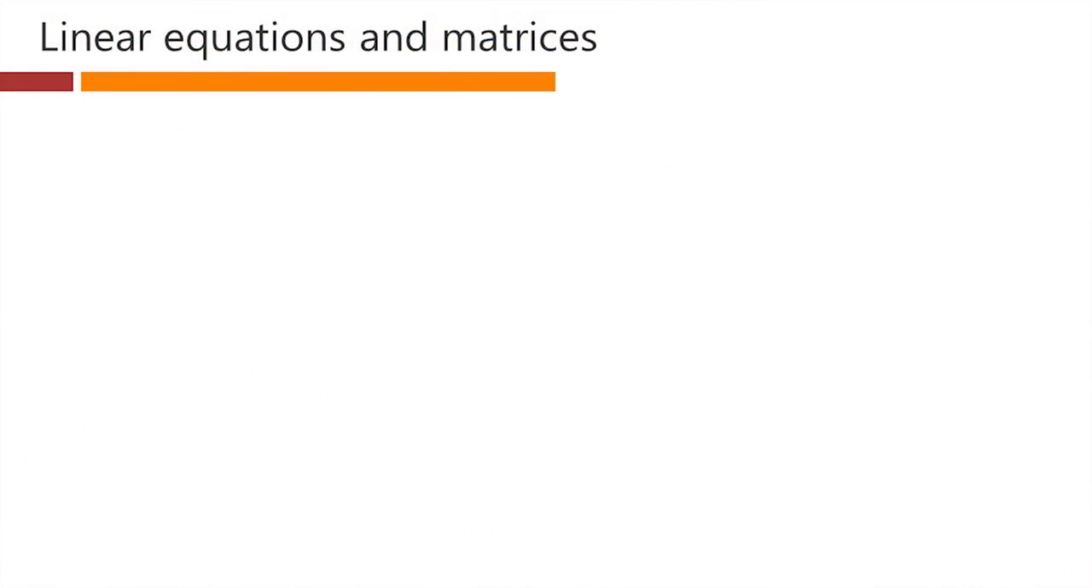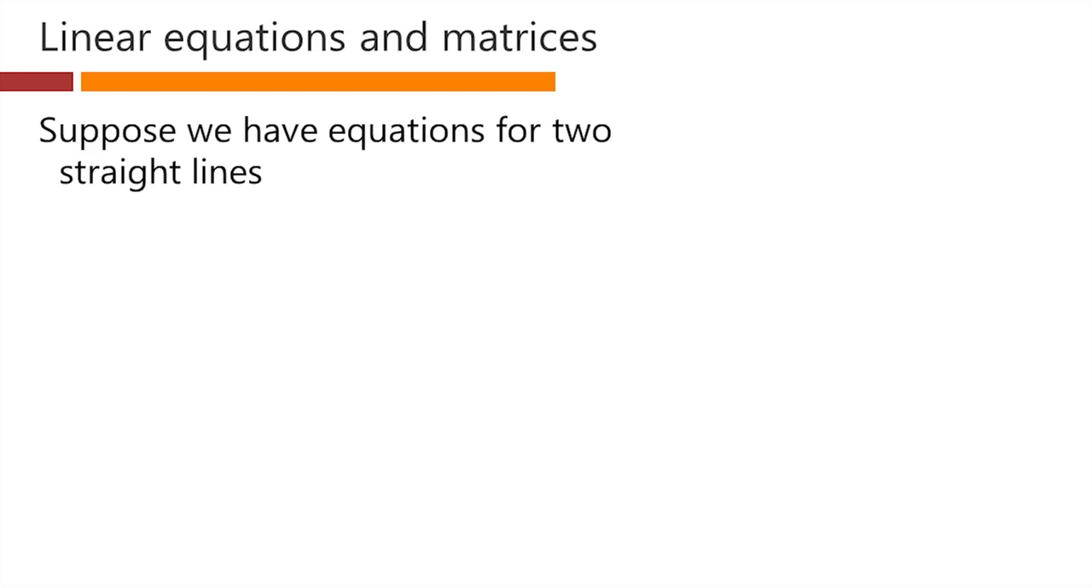So let's look at how linear equations and matrices are related to one another. Suppose we have equations for two straight lines. So here's two equations for straight lines. a11x plus a12y equals c1. And here's another one, possibly with different numbers here, for the a21 and the a22 and the c2.